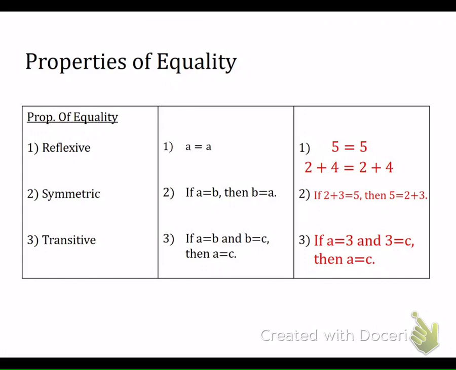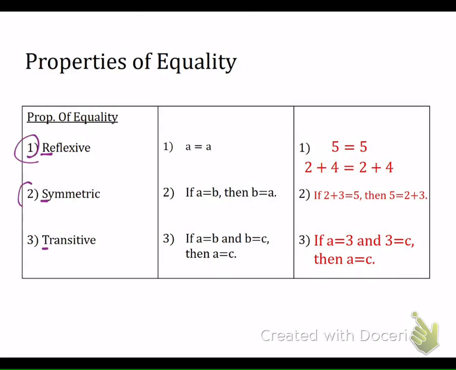If A equals B and B equals C, you can cut out those B's, go right from the beginning A to the end C. My memory trick for this one: in the alphabet, these are in alphabetical order, right?